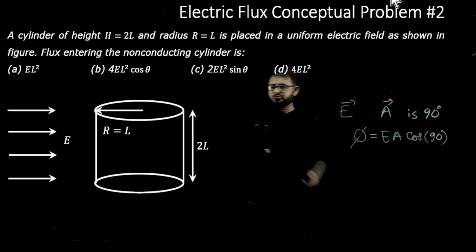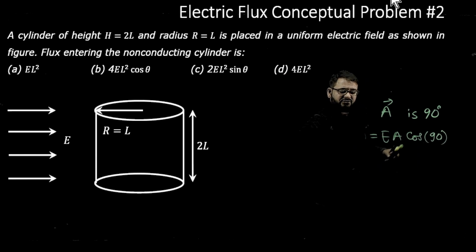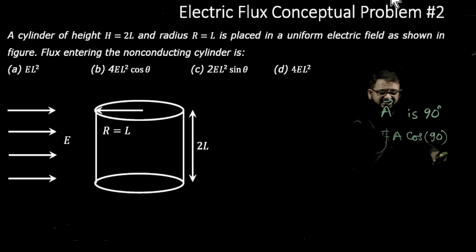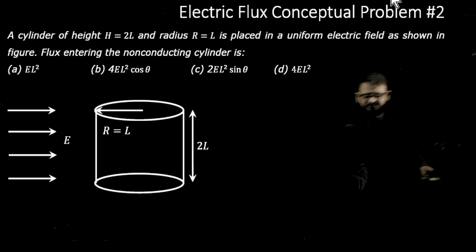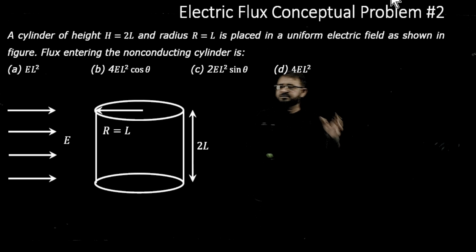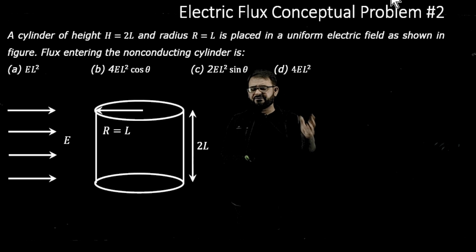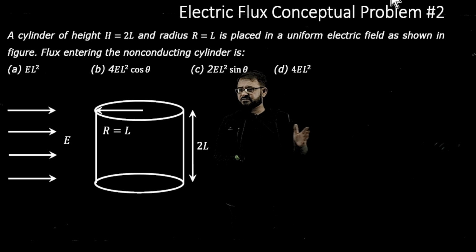Now let's move on to the next question. We are given a cylinder of height 2L and radius R, placed in a uniform electric field. Our first examples are about uniform electric field because we want to go step by step. What is the flux entering this non-conducting cylinder? Non-conducting, because if it is conducting then no field lines would penetrate inside, and the flux will be 0.